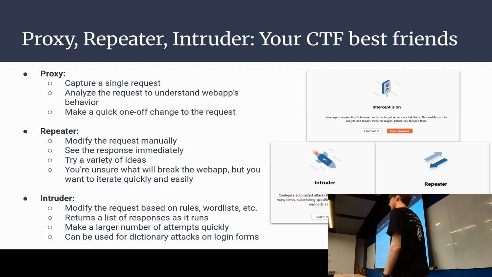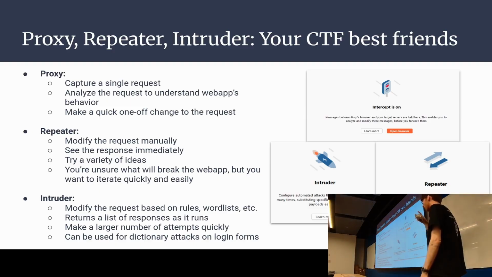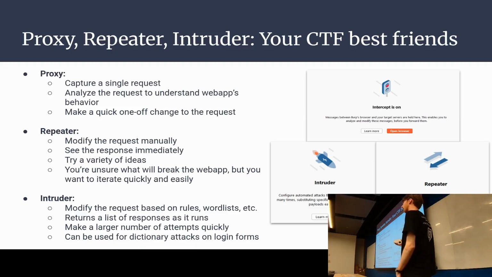Repeater, that's when you want to try a bunch of ideas you have for what might break a web app or make it do something you want, and you just want to tweak it each time manually, use the repeater. Intruder, like I said, that's good for automatically making changes on a bunch of attempts really fast. It just returns a big list of all the responses as it goes, and you can look at each of them and see if it has anything of interest.